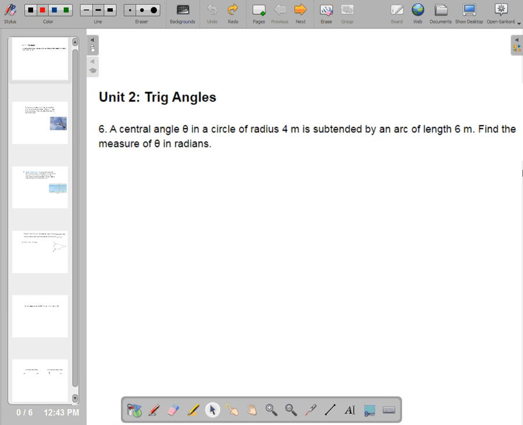Moving right along, Unit 2, trig angles. The first question here is talking about central angle, and we're using formulas that are specific to theta being in radians. So this says find the measure in radians. I'm going to use a formula that says S equals R theta. If I'm talking about arc length, I'm going to use S equals R theta.